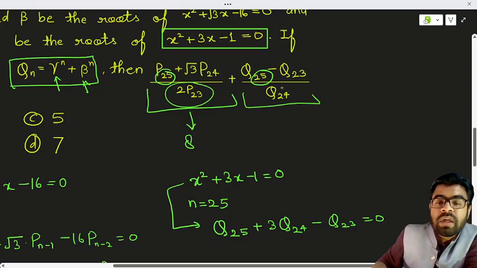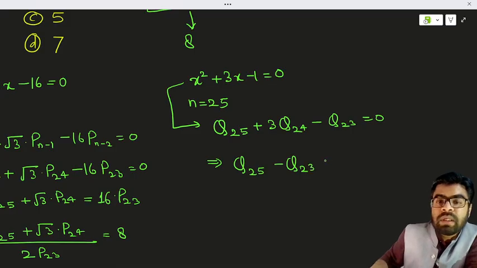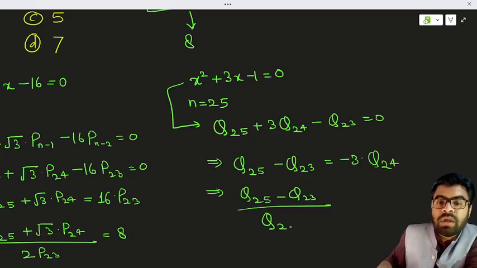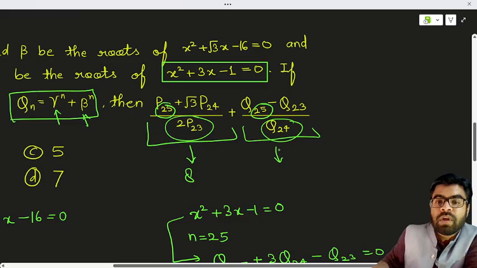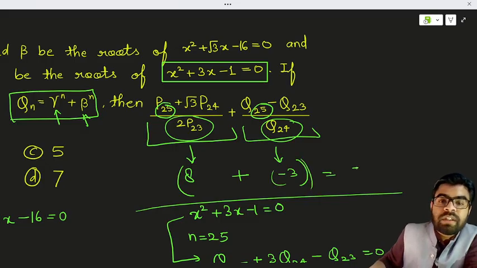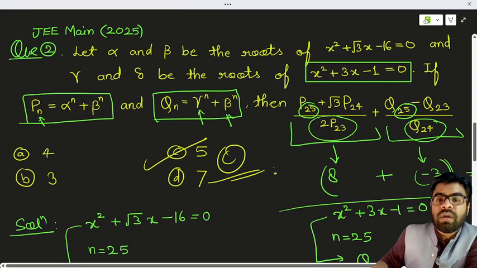Now what we want is the relation, q24 हमें यहाँ पर डिनोमिनेटर में चाहिए, तो मैं कैसे लिख सकता हूँ इसे? This can be written as q25 minus q23 is equals to minus 3 times q24. So this can be written as q25 minus q23 divided by q24 which is equals to minus 3. तो इसकी वैल्यू यहाँ पर हमें minus 3 मिल जाती है. This value becomes minus 3. So if I add these two things, that is 8 and minus 3, then what we will get? We get here, that is 5. So option number C is my correct answer in this question.